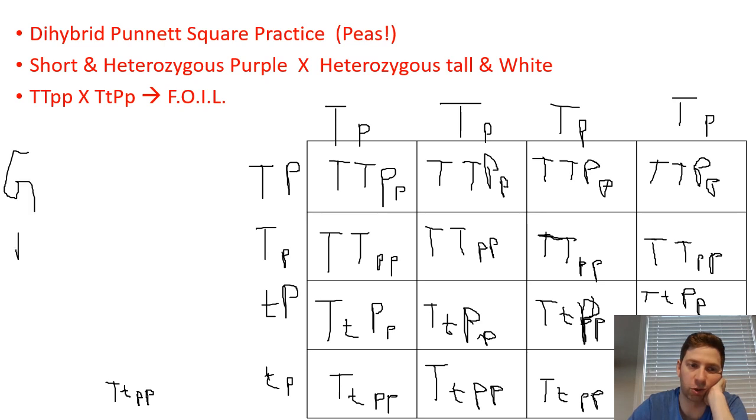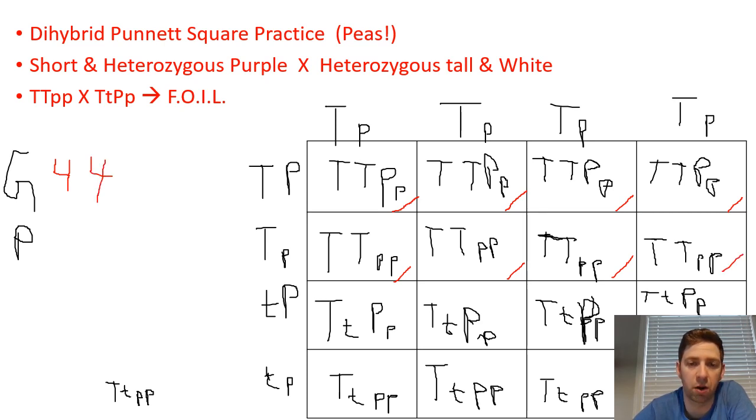I'm now looking for genotype and phenotype ratio. So I'm going to cross these out one at a time. Genotype, I don't see any that are all dominant, but I do see some that are homozygous dominant for height and heterozygous for color. So that would be 1, 2, 3, 4. I see some that are homozygous dominant for height and homozygous recessive for color. 1, 2, 3, 4.